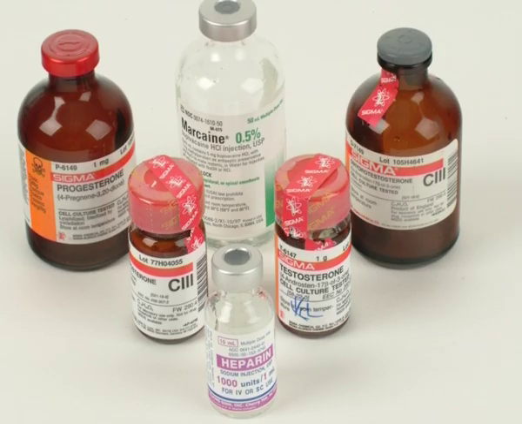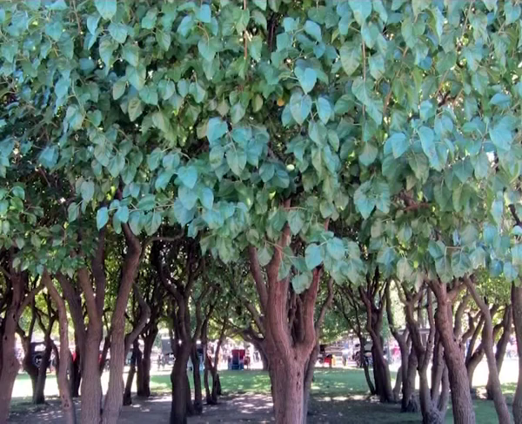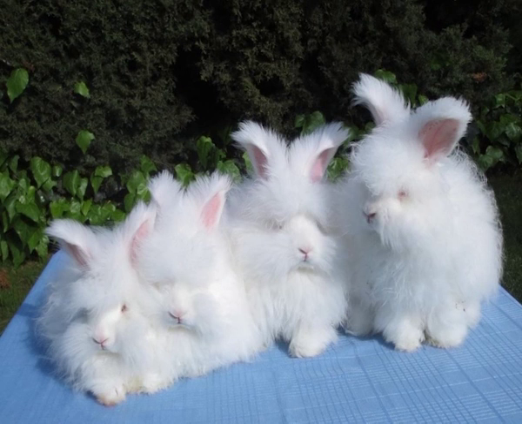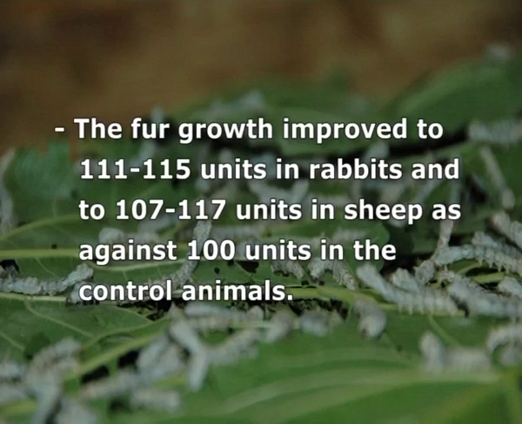Among the various substances extracted from the mulberry shoots are many which are effective in improving hair growth in higher animals. In experiments using some of these substances on Angora rabbits and Corriedale sheep, the fur growth improved to 111 to 115 units in rabbits and to 107 units in sheep as against 100 units in the control animals. It is not yet clear which substance present in the mulberry shoot is effective in this manner.